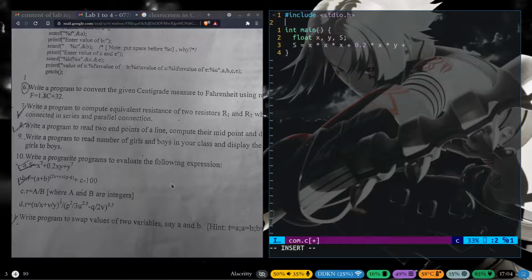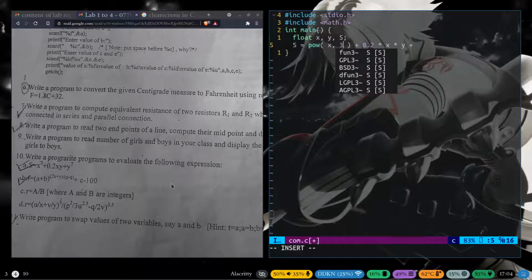I think I have to include the math library now. So, math. So I can just cover now. It is x to the power of 3, right? And power y to the power 7.